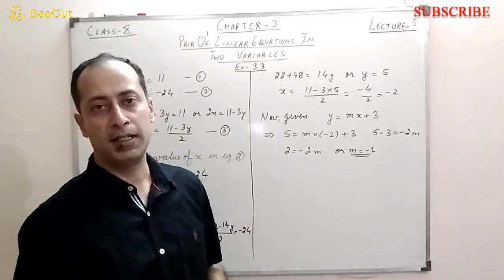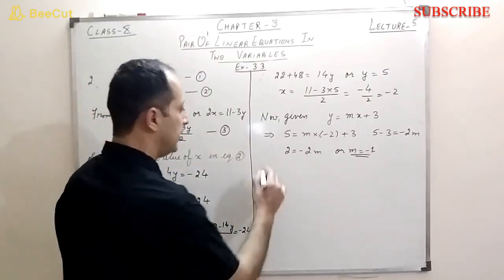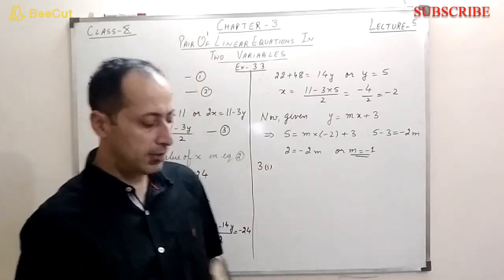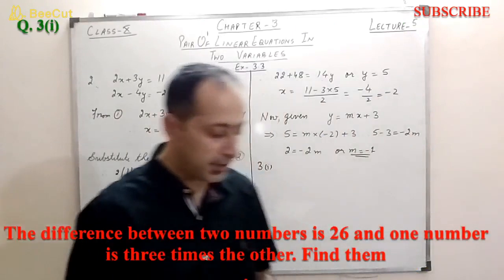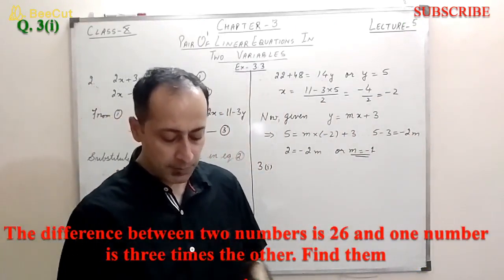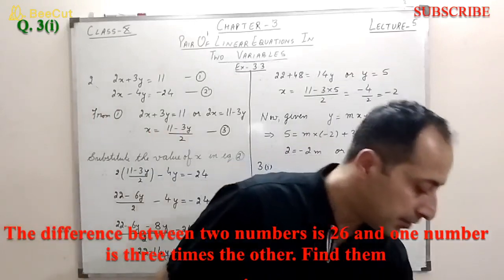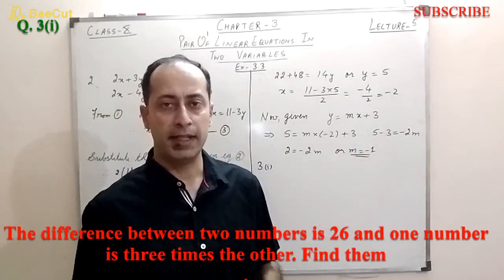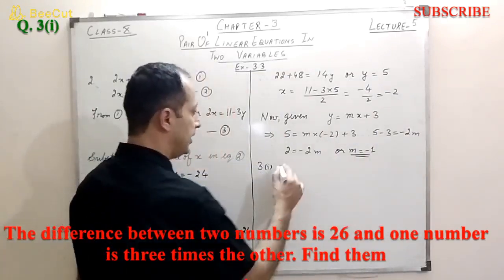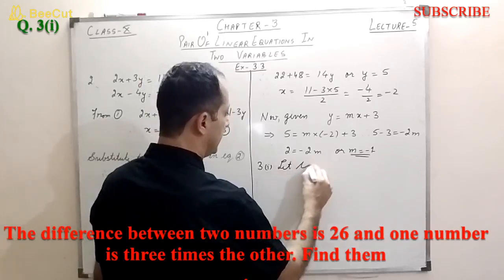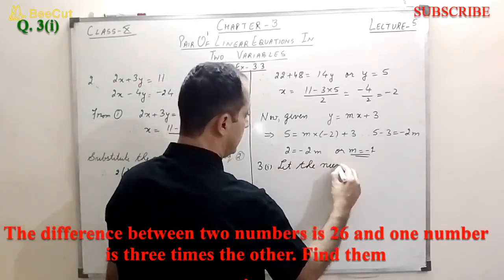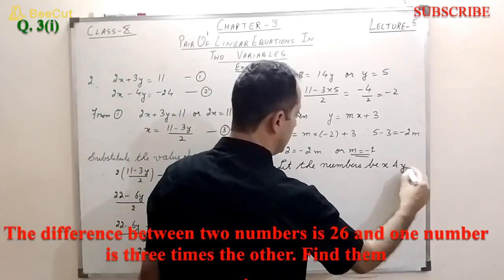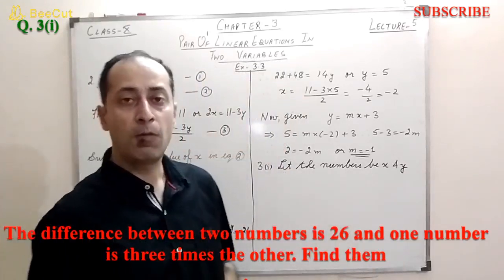Let's talk about some of the statement questions. So the first part of the third question. If you read it, it is given the difference between two numbers is 26 and one number is 3 times the other. Find them. Since it's a question of numbers, we will suppose, let the two numbers be x and y.